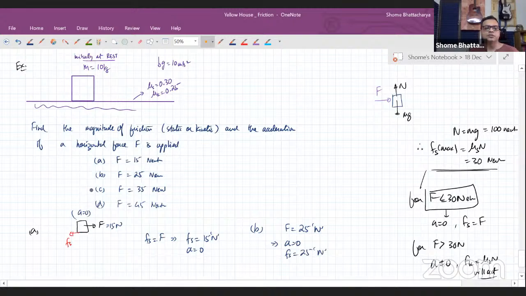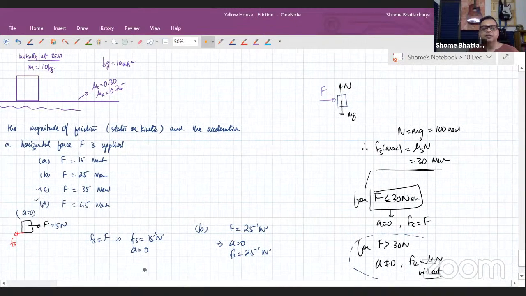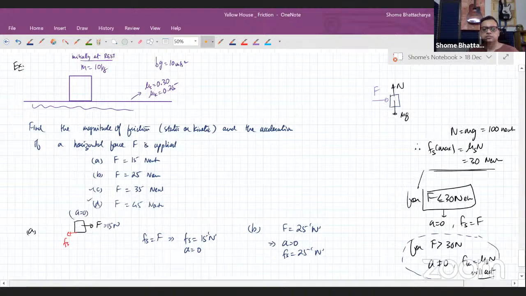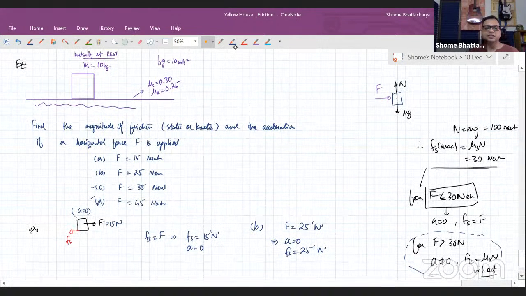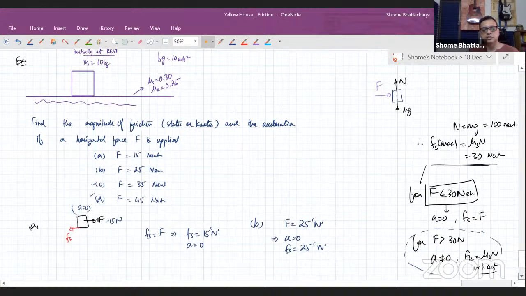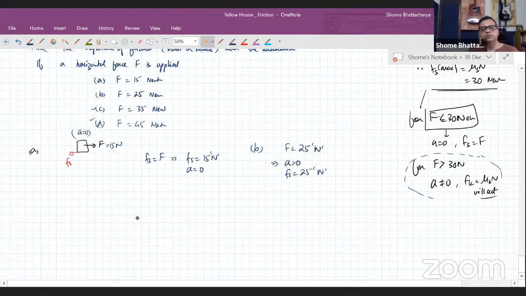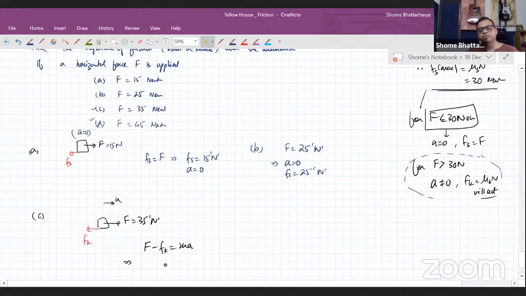But C and D, now you can see that it's going to be this case. So for C and D, my free body diagram will change, in the sense that the situation of the block will change. I'm now applying a force of 35 newtons. So I can see that the friction is not able to overcome, so this will be kinetic friction. Now for the C part, F minus kinetic friction will be equal to mass into acceleration. So F minus mu k into N will be equal to mass into acceleration.